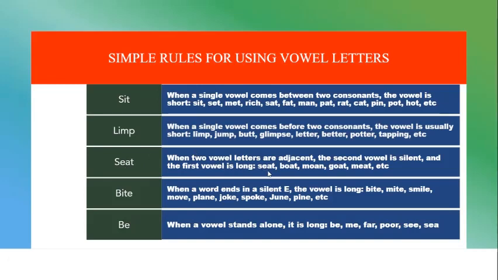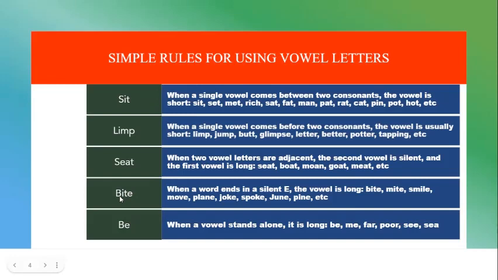So examples are seat, boat, moon, goat, meat, etc. Okay. Then the third rule, the fourth rule, please. When a word ends in a silent E, the vowel is long. Okay. The silent E is when you have, for example, the word bite, B-I-T-E.